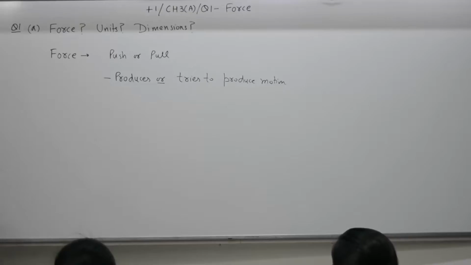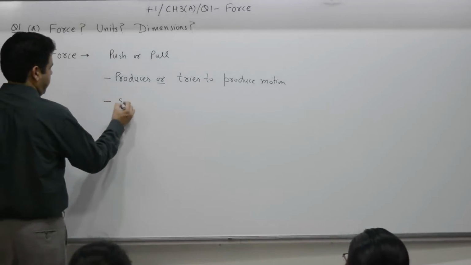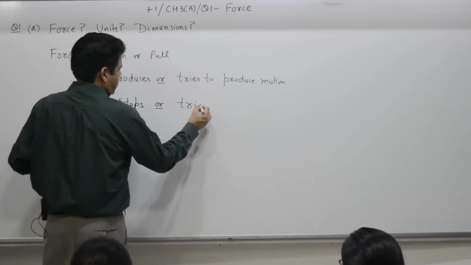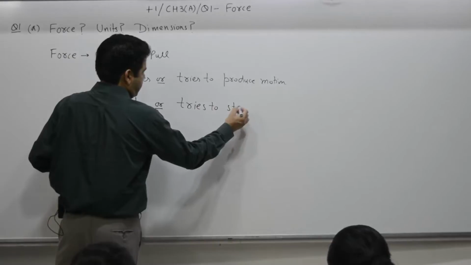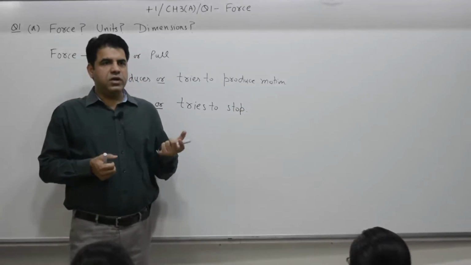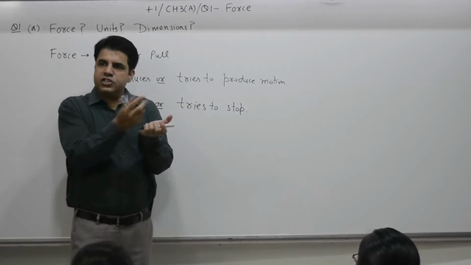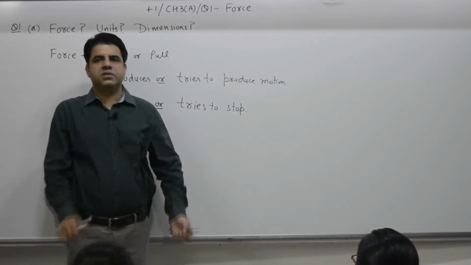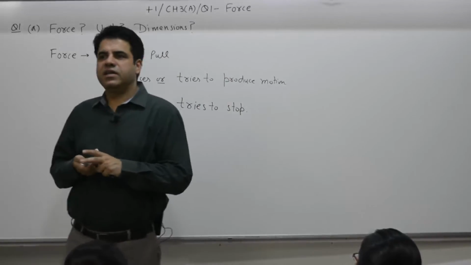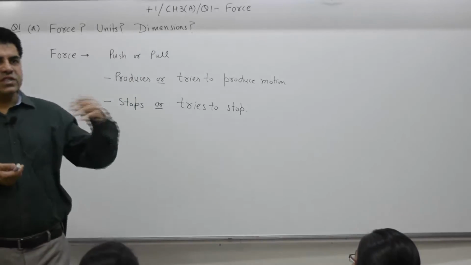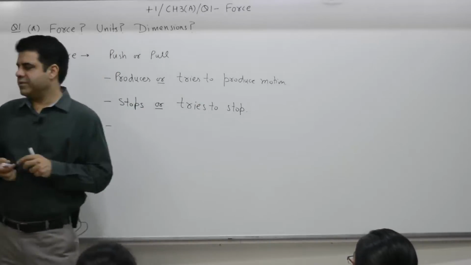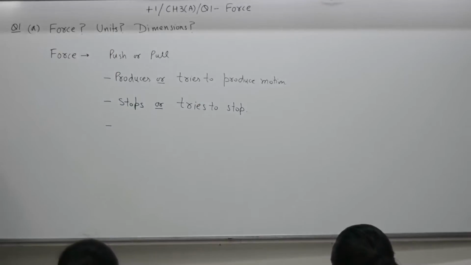2, stops or tries to stop. So there is a cricket ball. You apply force, it stops. But if there is an aeroplane, or a fast moving train, and you try to stop it, then you may only try. Third part, that is, changes or tries to change the direction of a body.